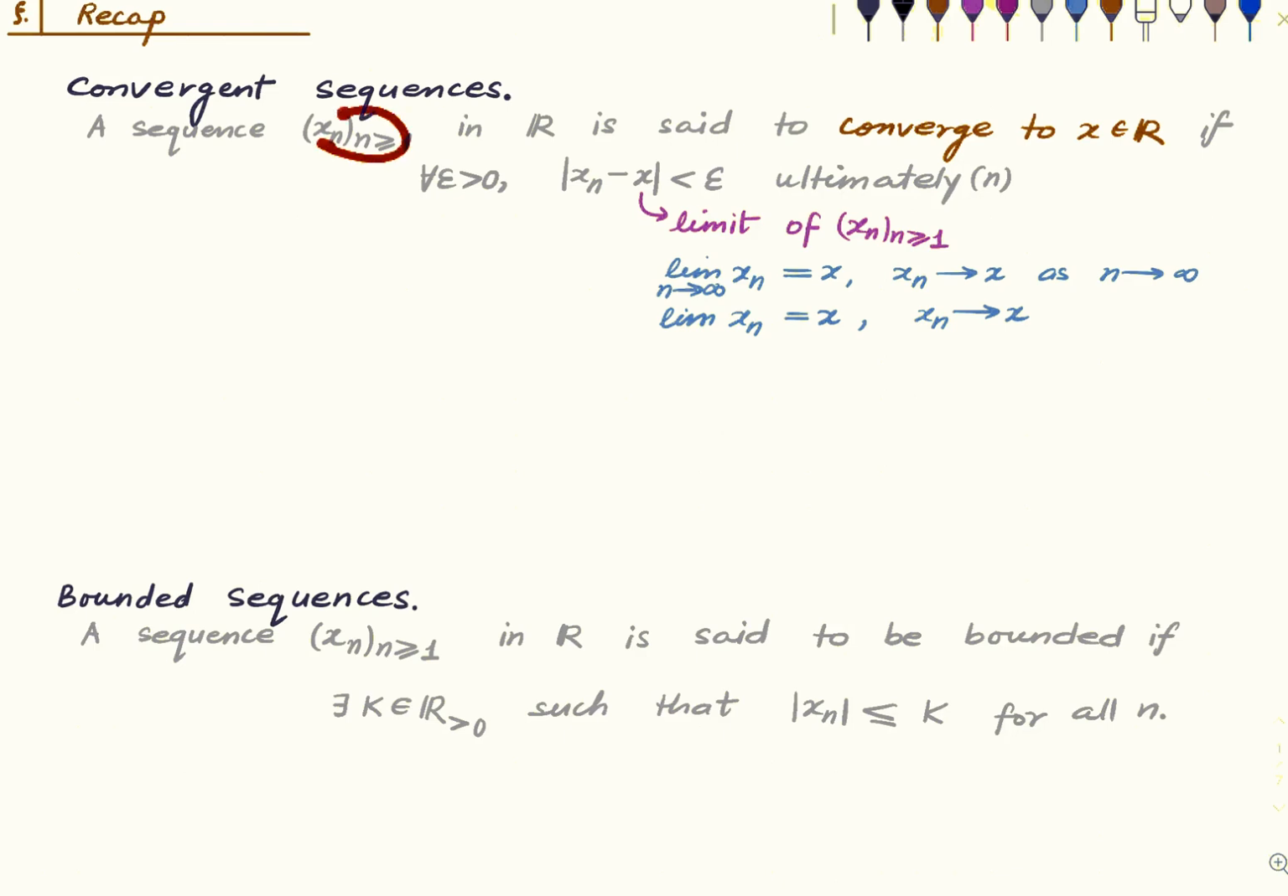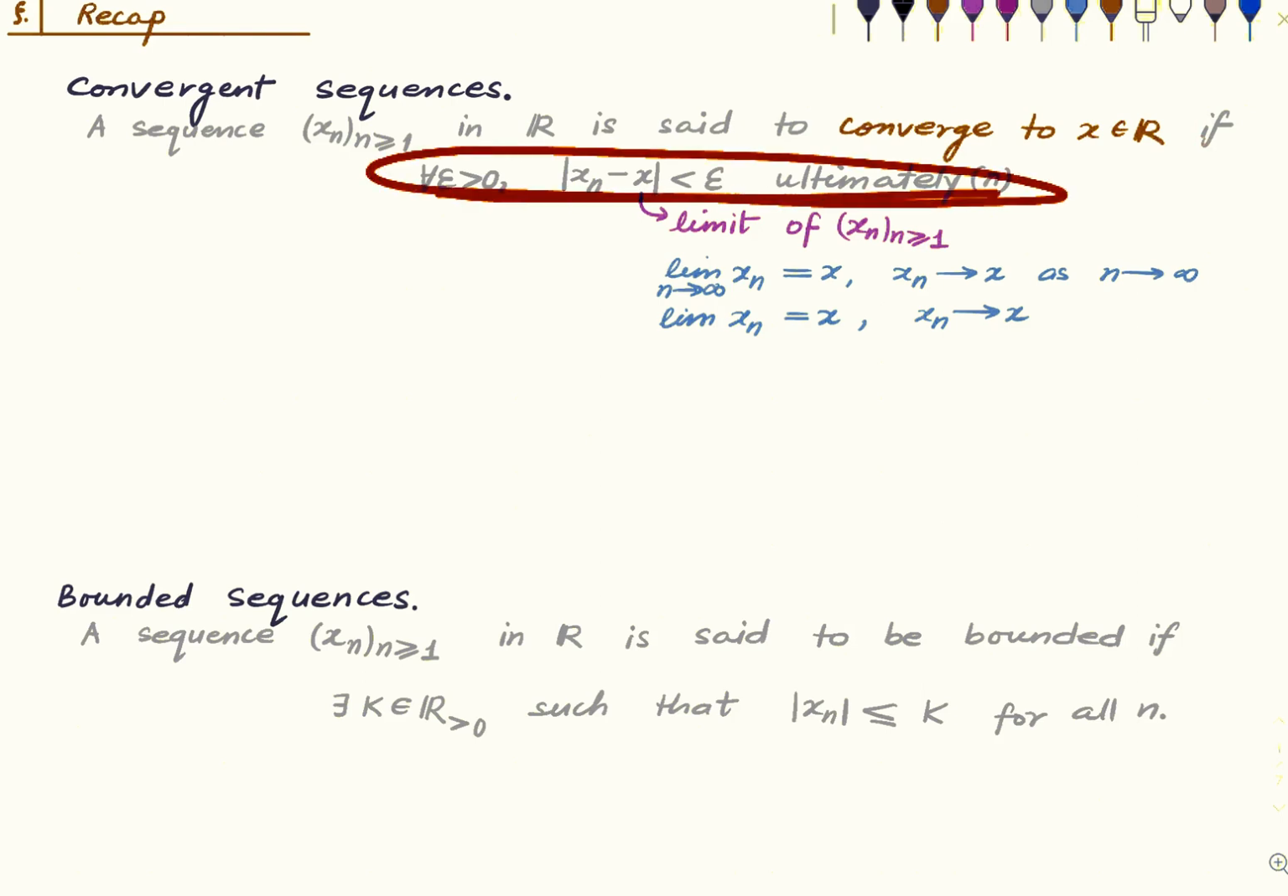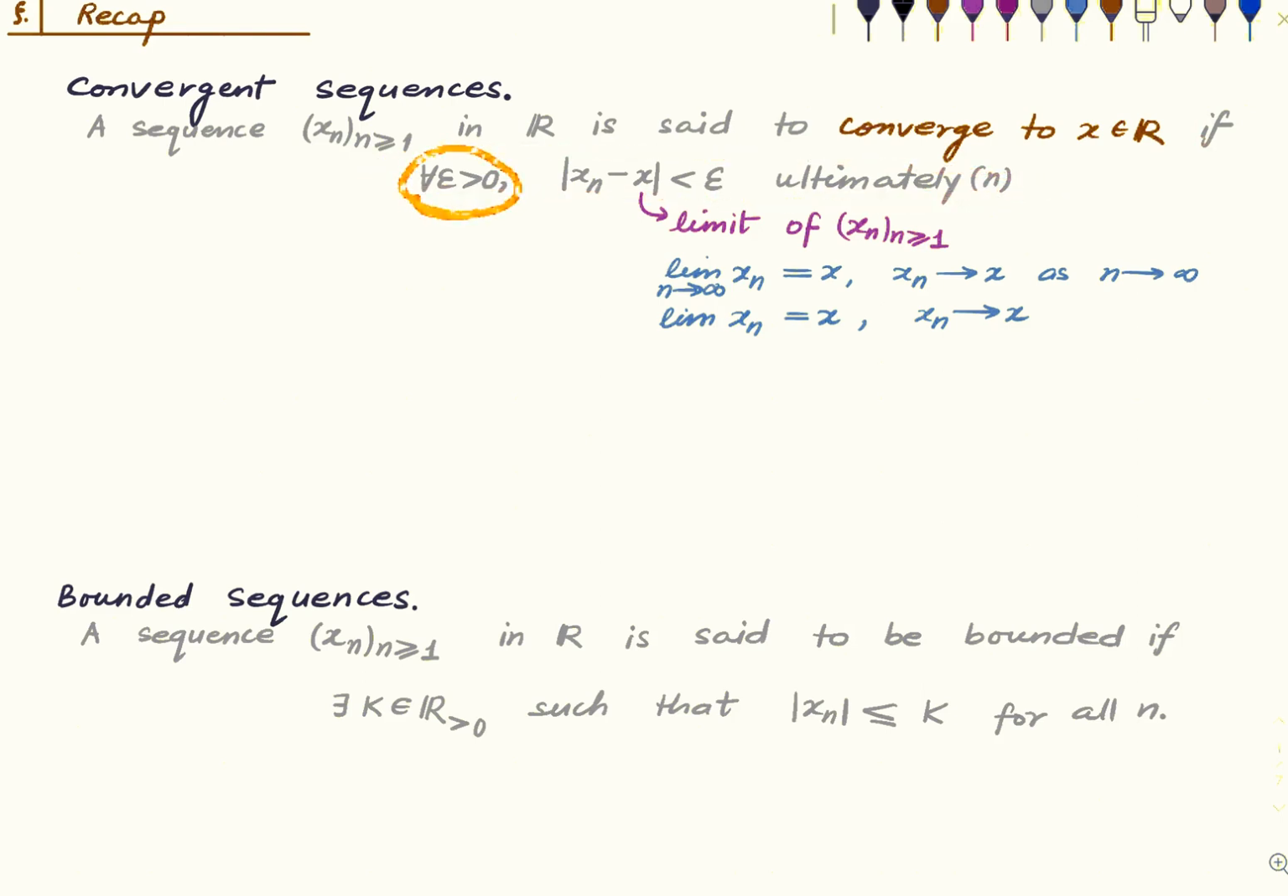So, a sequence xn in R is said to converge to a point x, to a real number x, if for all epsilon greater than 0, the distance between xn and x is less than epsilon, ultimately. Right? We saw the meaning of it. You have this point x on the real line. Then whenever you choose a room around x, you find that ultimately, after a certain point of time, all the points of the sequence are inside this room.